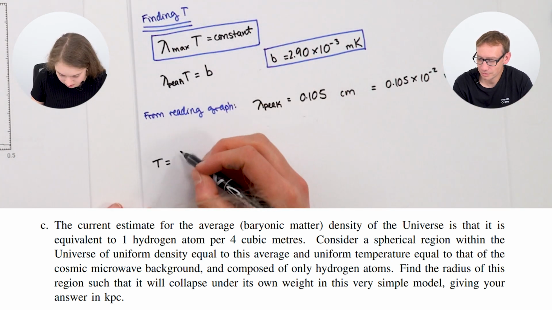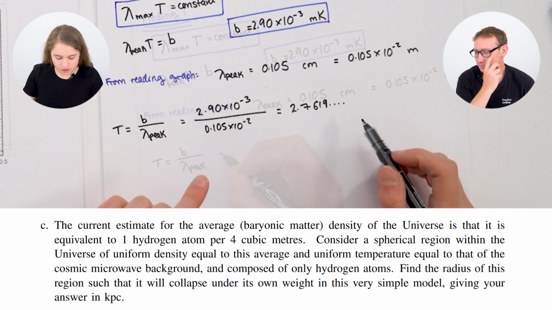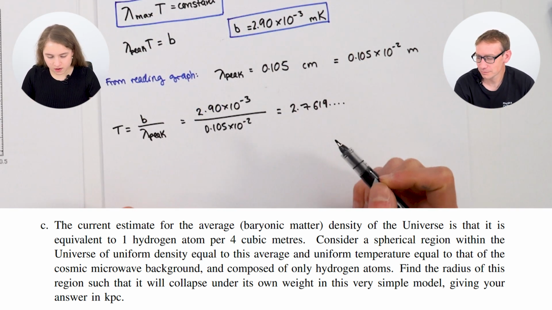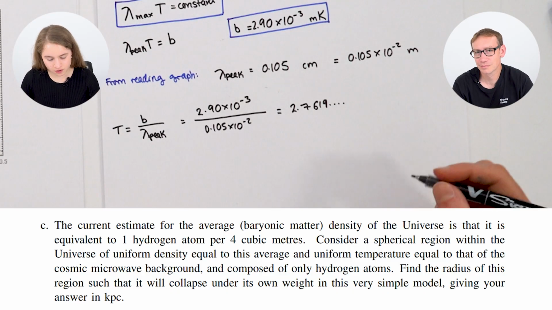T is going to be b over lambda peak. One of the reasons why I went ahead and put the numerical values into this was because from various popular science, I know that the temperature of the cosmic microwave background is 2 point something Kelvin. It's good to have a gut check. If you have any idea what the value should be, it's good to test your answer against what that value is.